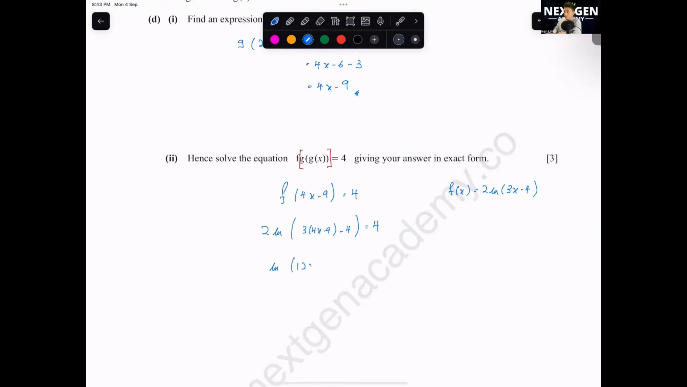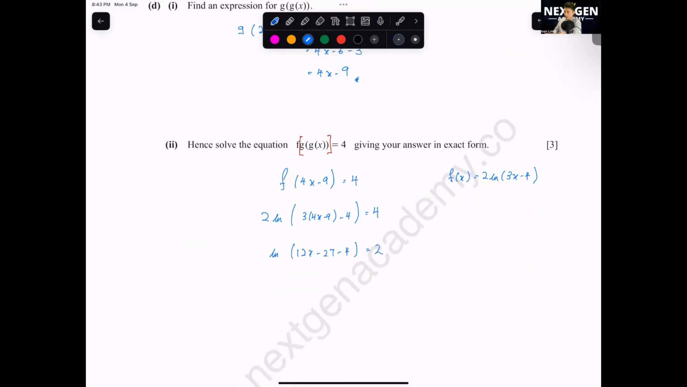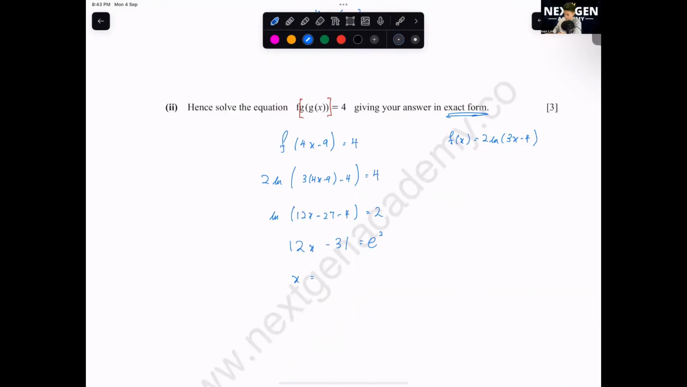ln 12x minus 27, minus 4. We divide, equals 2. The ln, I bring it over, will become exponential. So 12x minus 31 equals e to the power 2. We're going to leave it as e to the power 2 because of the words exact form. Rearrange everything, make x the subject, so x equals e to the power of 2 plus 31, over 12. Okay?